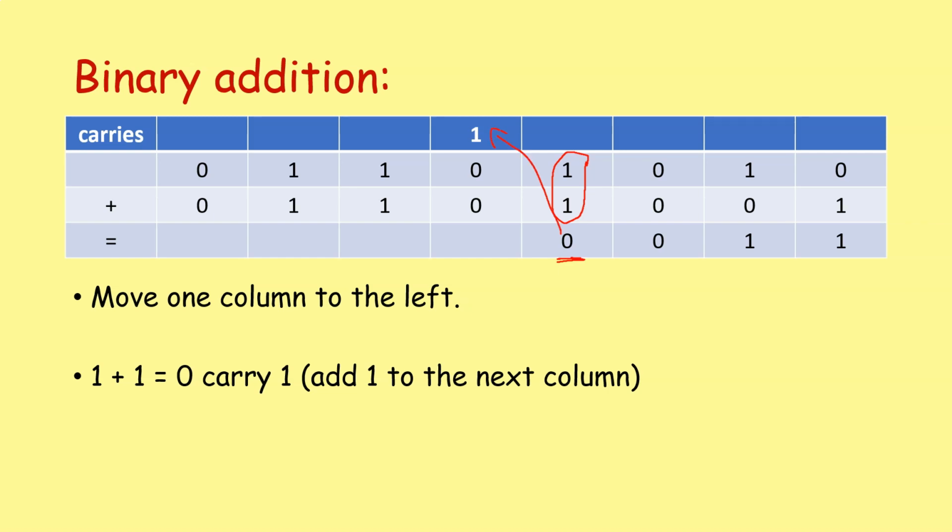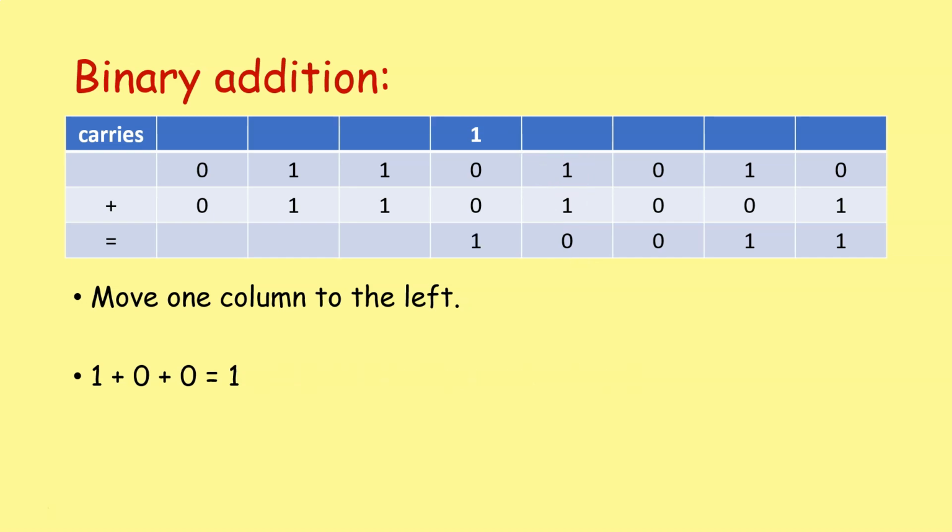Again, that's because 1 plus 1 for us in decimal would be 2. 2 in binary is 1, 0. So it's a 0 for this column, and we add 1 to the next column for the next addition. Move one column to the left.